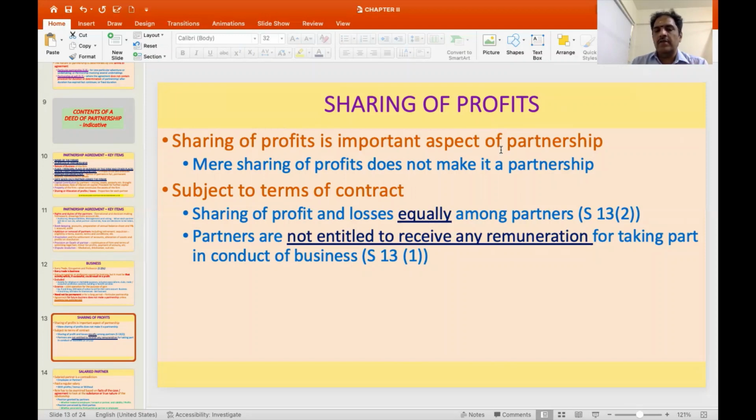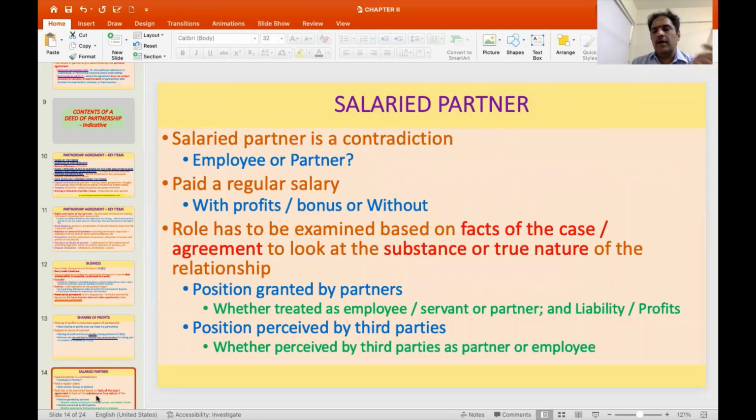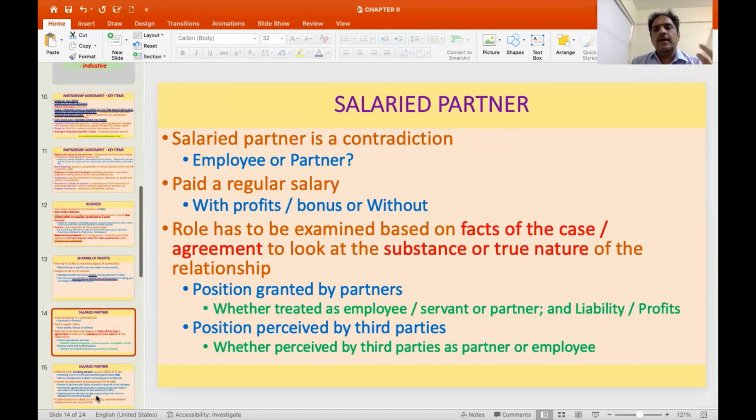This is in accordance with section 1, and here also this is subject to the terms of contract. So you can specify that someone will get only a wage, and that is where you have the next aspect that I would like to talk about, that is a salaried partner. Here the term itself, salaried, means he's an employee. Partner means he is one of the owners. So there is an inherent contradiction in the term salaried partner.